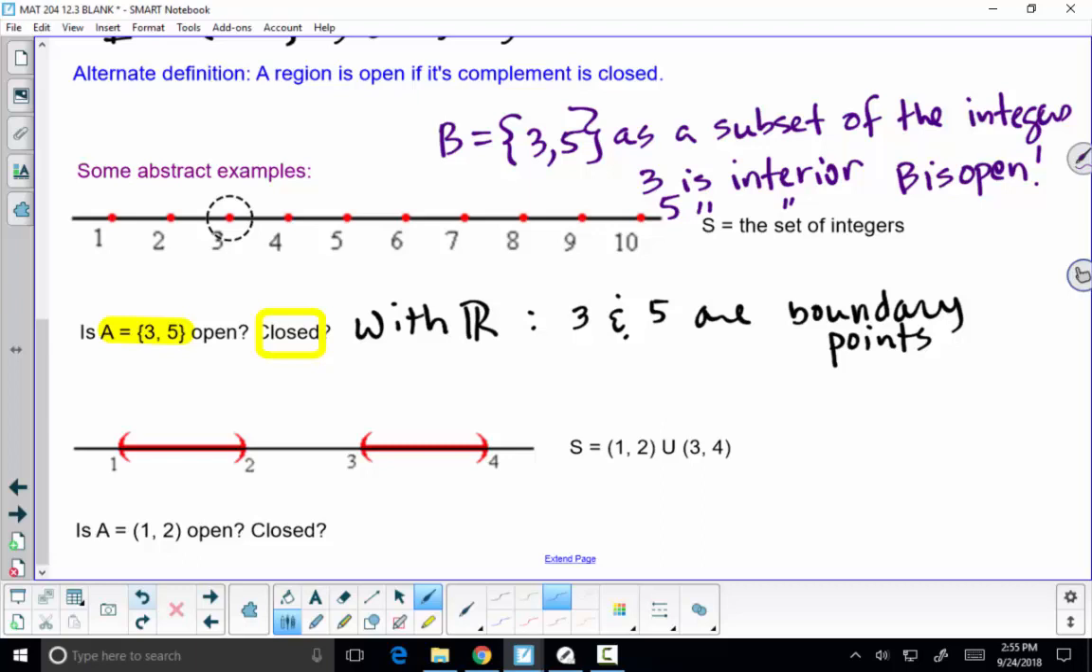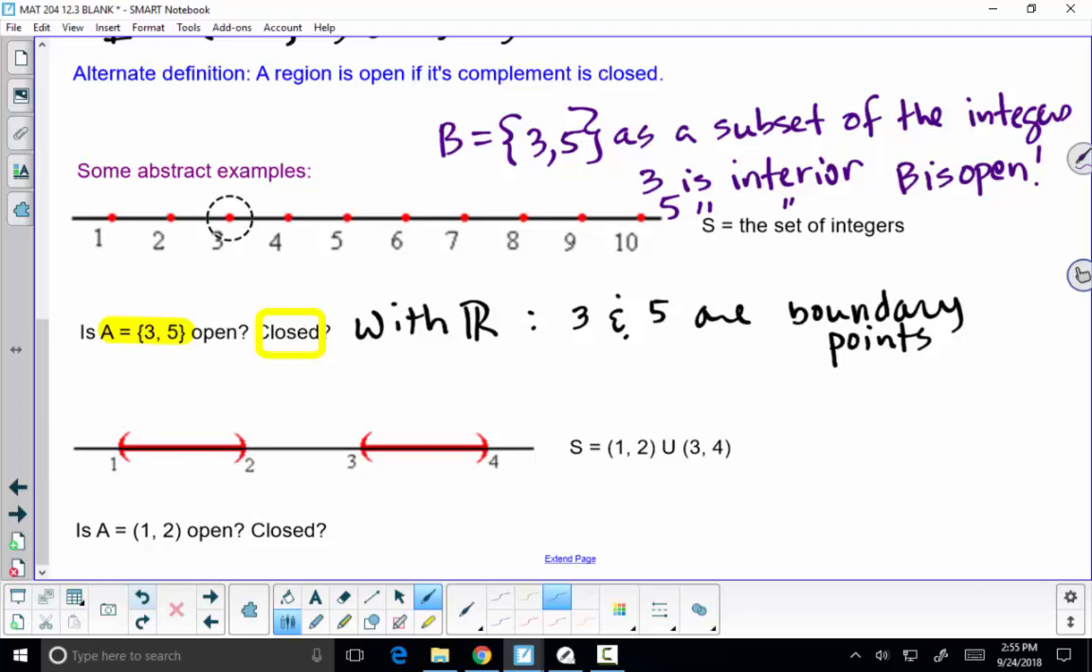Are there any boundary points to this set? Is 3 a boundary point? No. It can't be an interior point and a boundary point. It's one or the other. They're mutually exclusive. You cannot be boundary and interior, I should say. You can't be both. Every point is interior, boundary, or exterior.